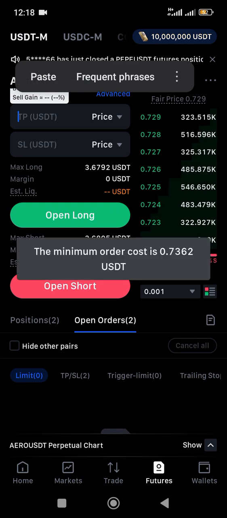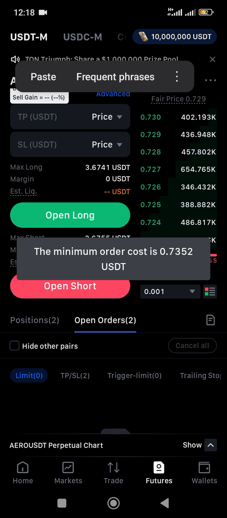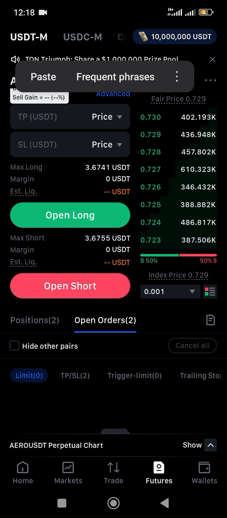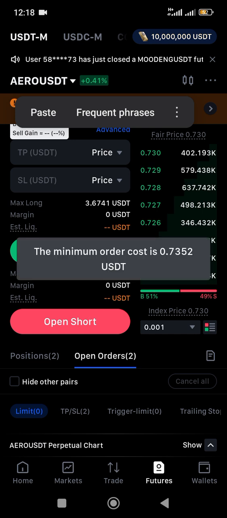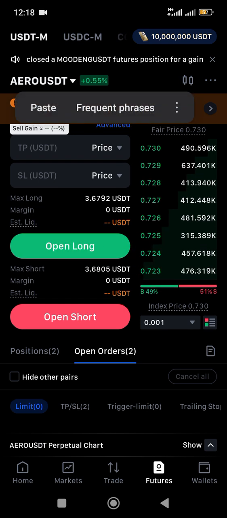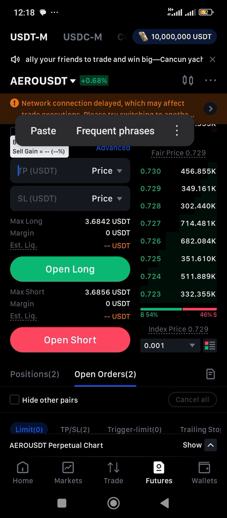Now, another name for short is sell. This red bar indicates sell. You understand? It's used for sell. Either you call it short or you call it sell. And this green bar is for long. Either you call it long or you call it buy. Sometimes when they send you a signal, they will tell you long or buy.